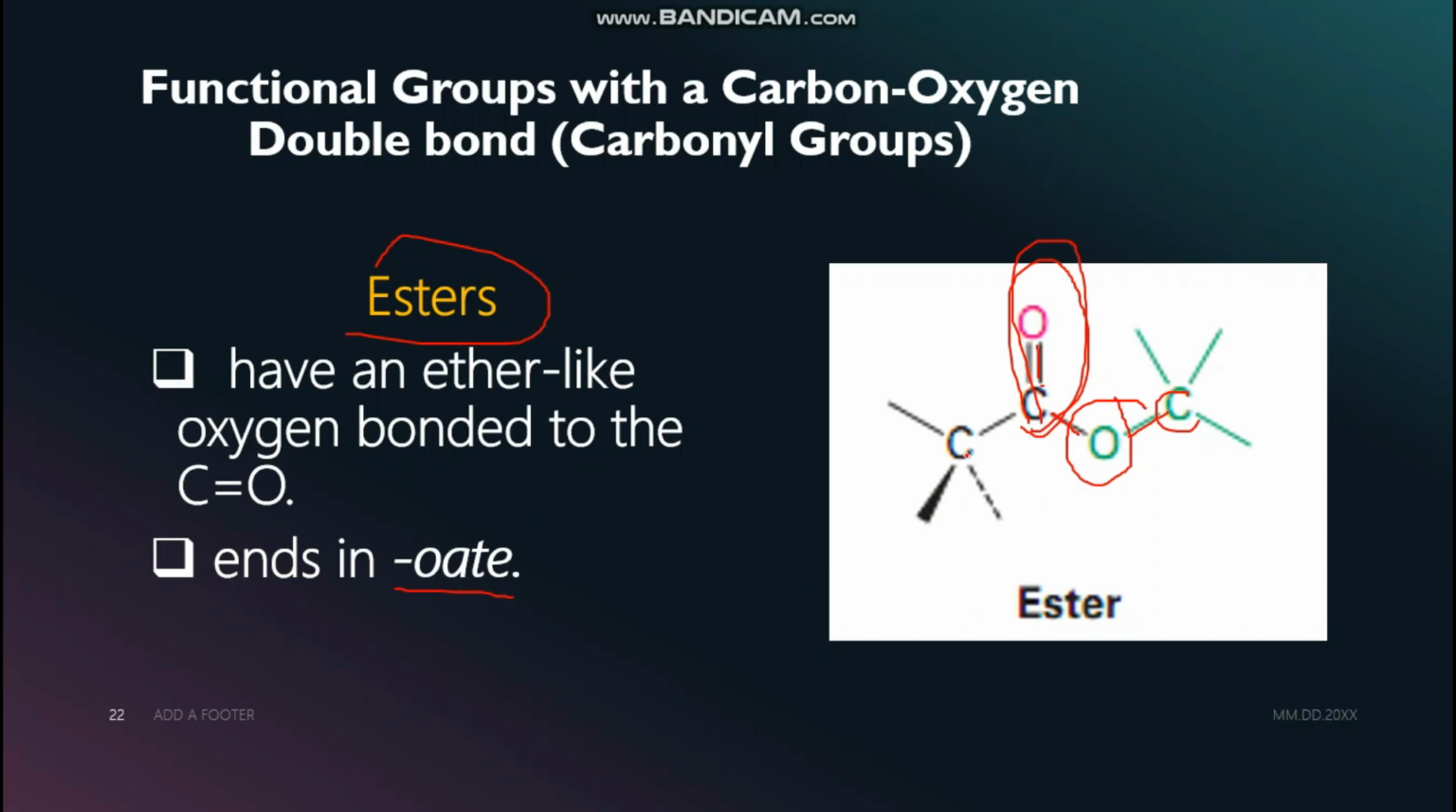So, this one, it's 1, 2, 3. I mean, this group has 2 carbons. So, this is ethane, no? Ethyl, I mean. So, that makes it ethyl. And this one is a methyl.